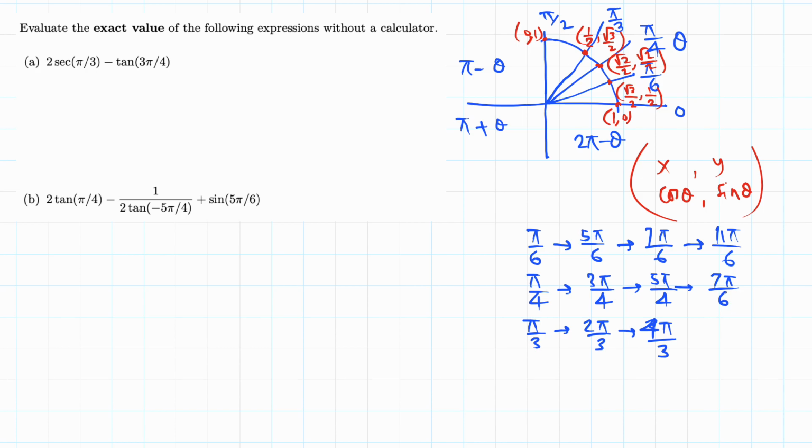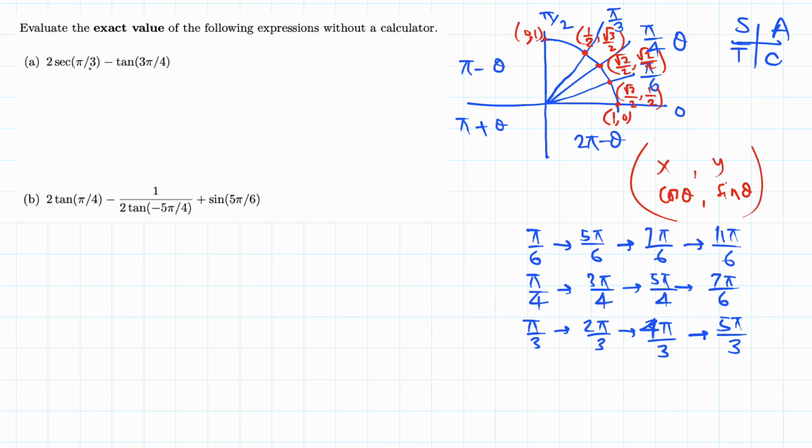And here comes 5 pi over 3, that's now 2 pi minus this one, so pi over 3. So these are the angles, and the values will be the same, but we need to follow the rules: All Science Students Take Calculus. All positive, only sine positive, and its reciprocal, tangent, cosine.